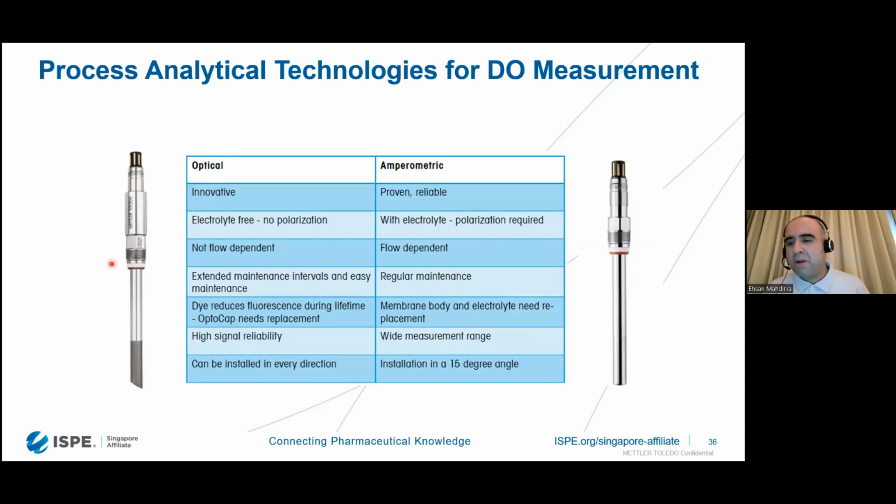With the optochemical sensor, the downtime can be 30 seconds, because that optocap with the chromophore in it, once you take the old one out and you put a new one in, there is no liquid, so there is no polarization. You can put it to use right away. So that's a huge technical advantage.